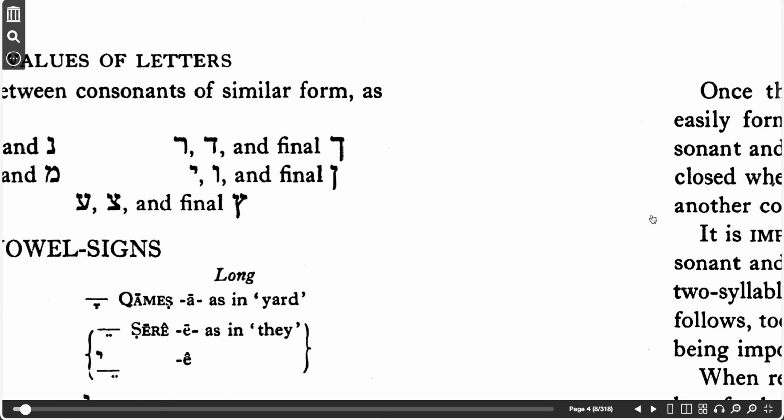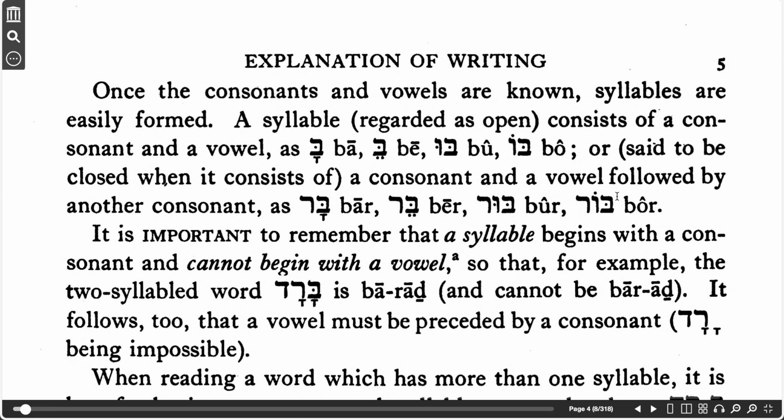Let's come up here. Once the consonants and vowels are known, syllables are easily formed. A syllable, you've got to understand this, okay? A syllable is regarded as open or closed, so there's open syllables and closed syllables. You need to learn that language. So what is an open syllable? An open syllable consists of a consonant and a vowel, as in ba, be, boo, bo.